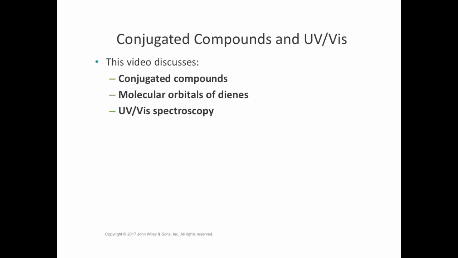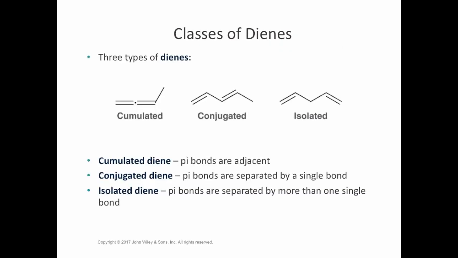In this video, I will discuss conjugated compounds, molecular orbitals, and UV Vis spectroscopy. There are three classes of dienes. So first of all, what is a diene? It is a molecule with two double bonds.